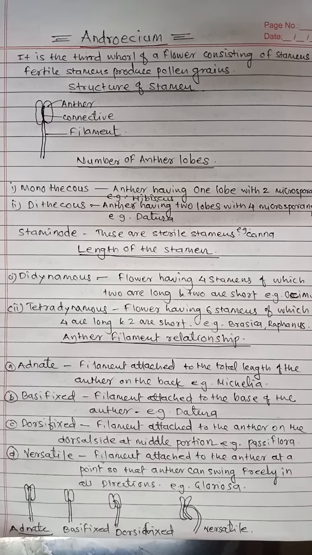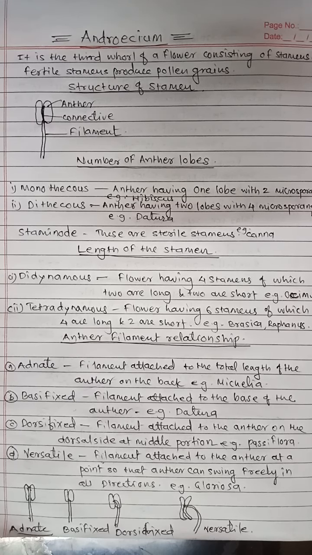Structure of stamen. Each stamen consists of filament, anther, and the connection between anther and filament is called connective. Filament is the long or short sterile stalk, and the terminal fertile part is known as anther, attached to the end of filament.